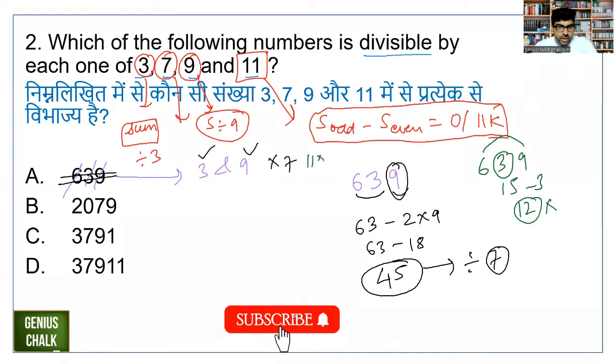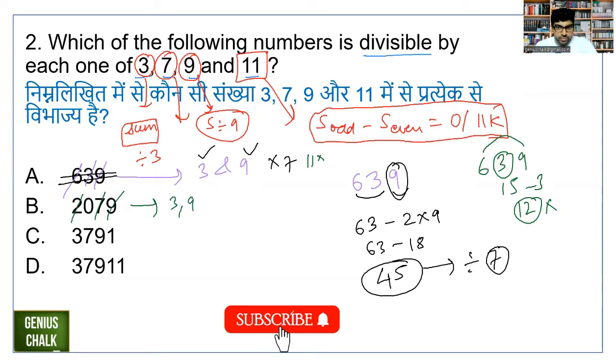Now check the second option, 2079. Just cancel wherever we are getting this sum as 9 or 3. So 3, 7 plus 2, 9, 9 and 9, 18. So this number is divisible by again 3 and 9.